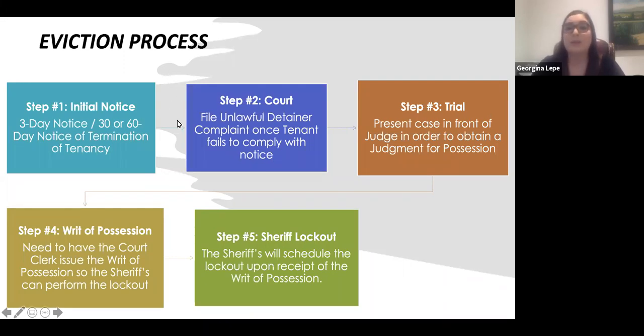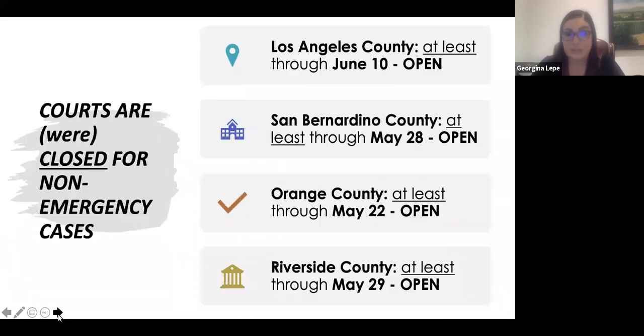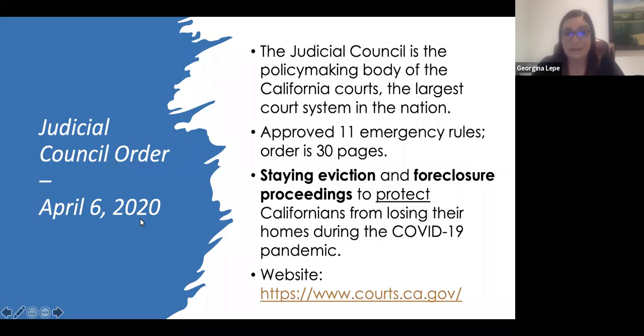Obviously, now the courts are open, but that does not mean that you're in the green to proceed with an eviction. And what do I mean by that? The Judicial Council is the policy-making body of the California courts. California is the largest court system in the nation. On April 6th, it met and it approved 11 emergency rules. The order is 30 pages long. Rule number 1 has to deal with evictions. So what is that rule?